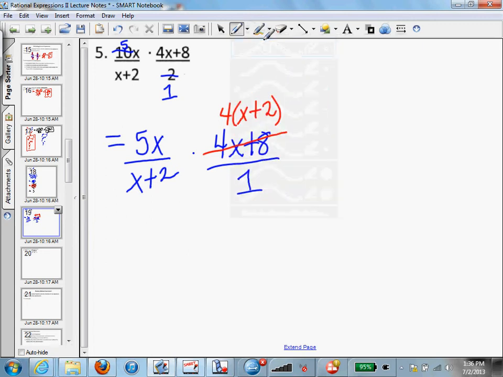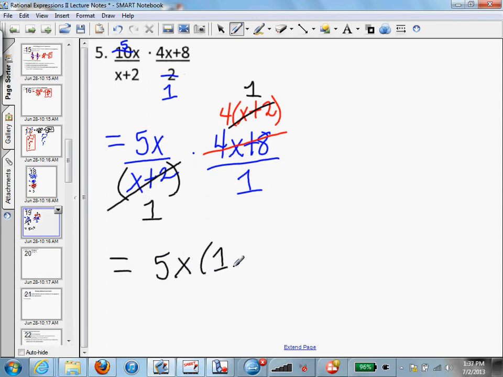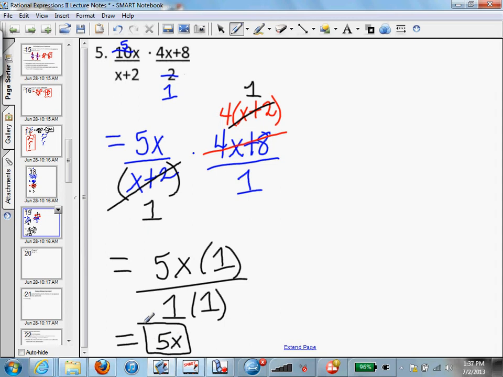And note that the term x plus 2 occurs on top and bottom, leaving you with just 1 in each case. So it leaves you with 5x times 1 on top, and on bottom you have just 1 times 1. We're just left with 5x as the solution.